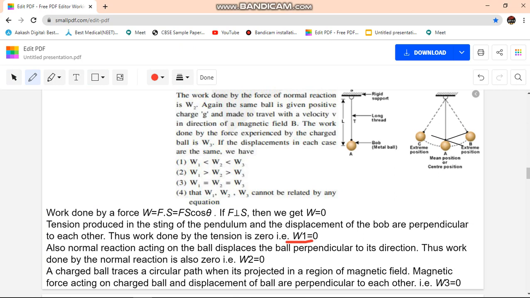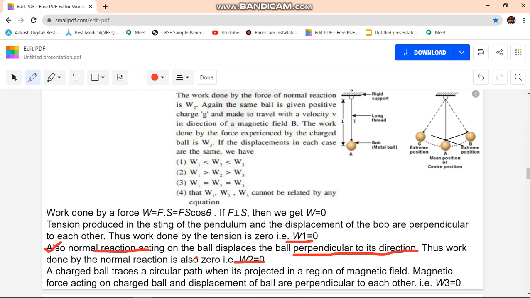And also the normal reaction: the ball will be displaced, and the normal will be perpendicular to the direction of motion of the displacement. So again our second work done will be 0.